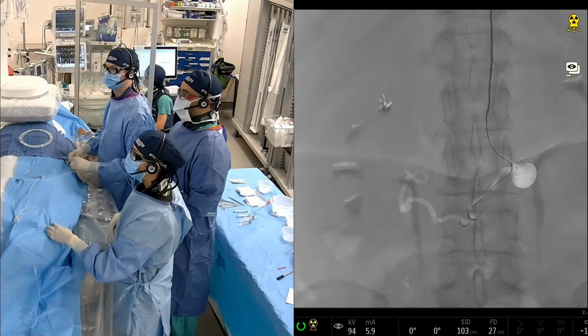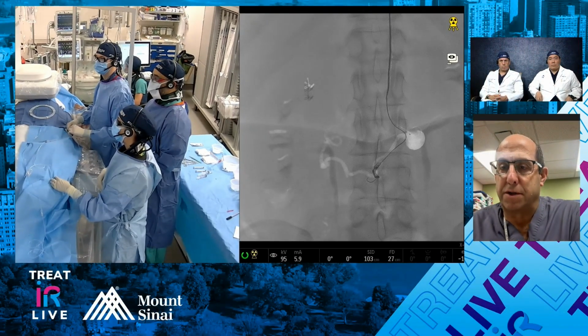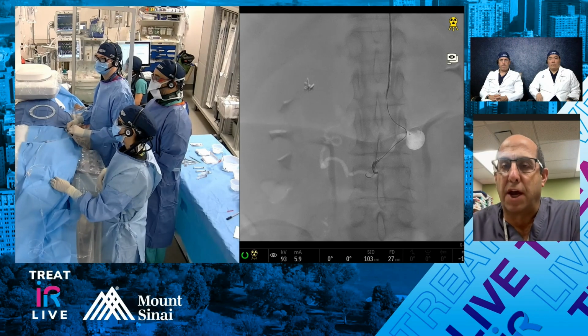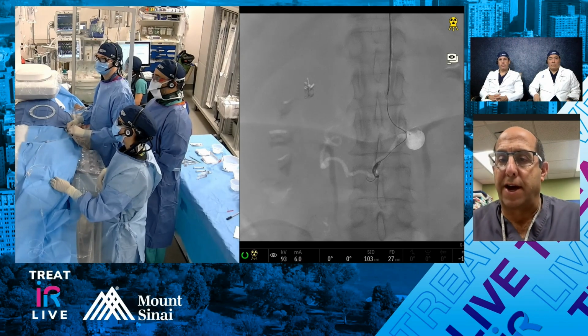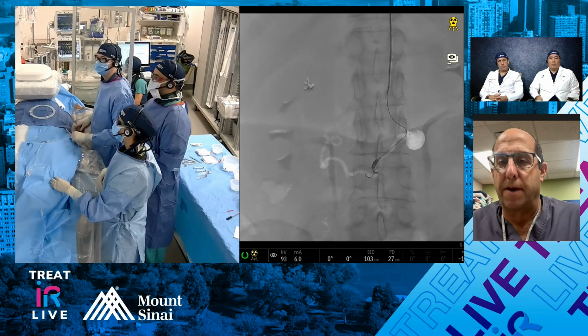I was just going to say the collateral flow in that area is robust enough that I think the priority in terms of addressing the aneurysm is you can get away with it and not worry about the collateral flow. I agree. There's enough there to account for flow to the liver that you need to think about it.